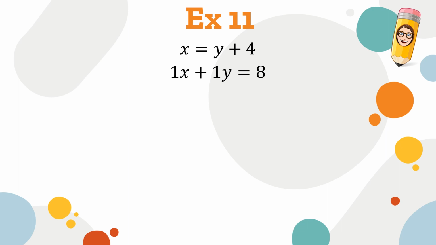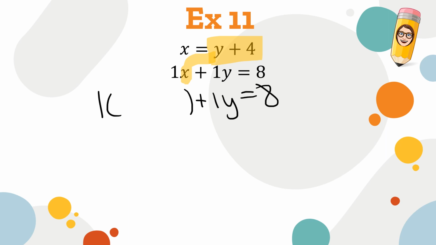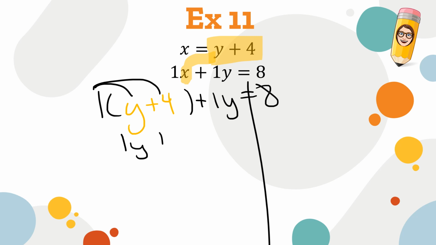All right, next one, which variable's by itself? Again, the X is the loner. It's the one in isolation. So we're going to replace the X with my expression. So let's rewrite the other equation. But instead of X, I'm writing Y plus 4. See how every single time I do that step, I know I'm right because there's only Y's left over. Let's distribute the 1. Let's combine like terms.